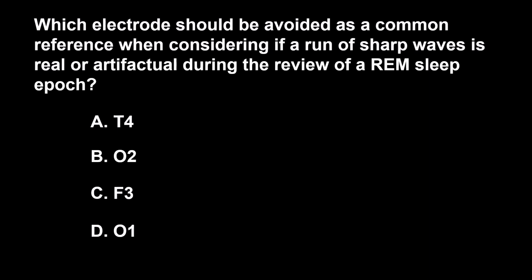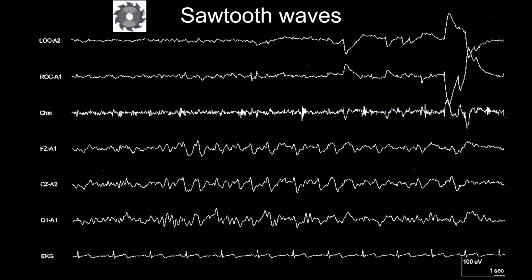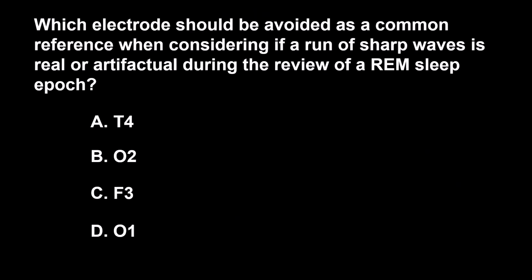Next question. Which electrode should be avoided as a common reference when considering if a run of sharp waves is real or artifactual during the review of a REM sleep epoch? A. T4, B. O2, C. F3, D. O1. This epoch shows temporal sawtooth sharp waves during REM sleep. They are more prominent in the central region than in the frontal and in the occipital region. So the answer to this question is A.